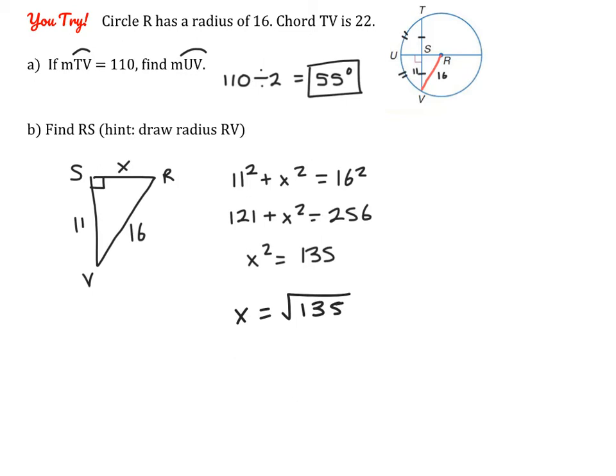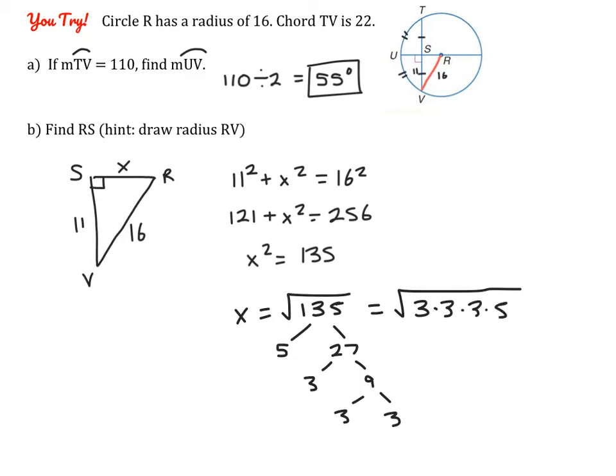this radical. So remember, we can make a little factor tree. So if I divide it by 5, it's at 5 and 27. So 3 and 9 and 3 and 3. So remember, we can list out our prime factors. 3 times 3 times 3 times 5. Circle the pairs. 1 escapes. And what we have left is 3 times the square root of 15. So that is the length of RV.